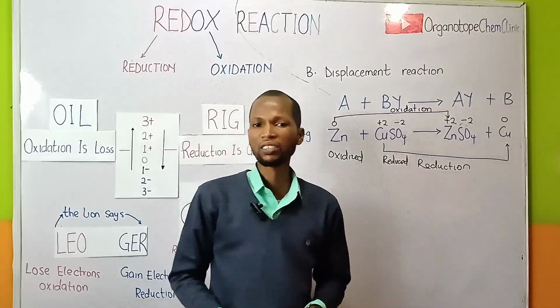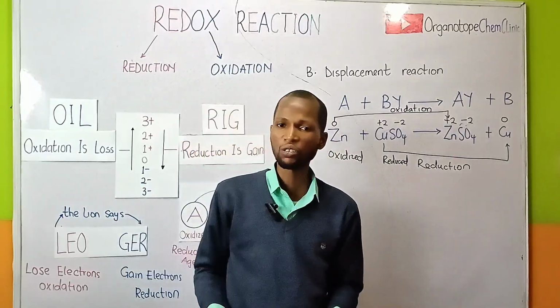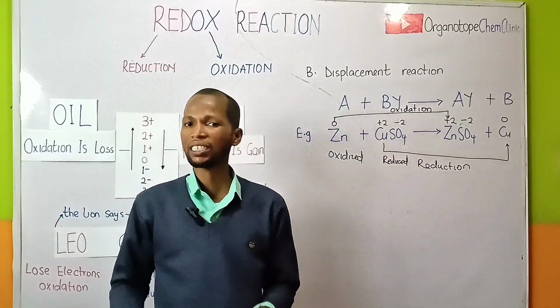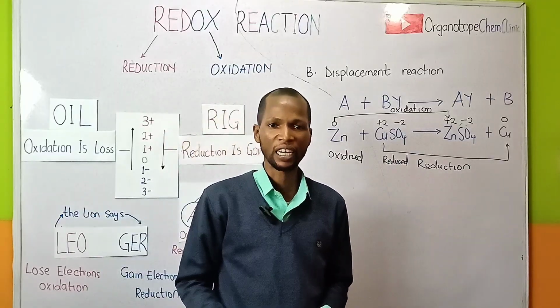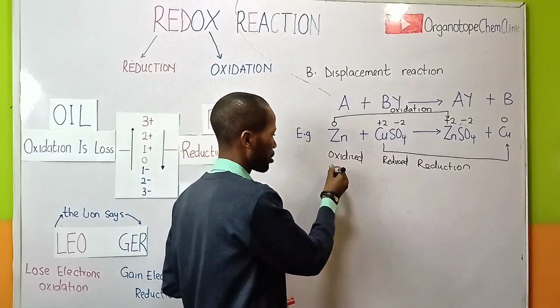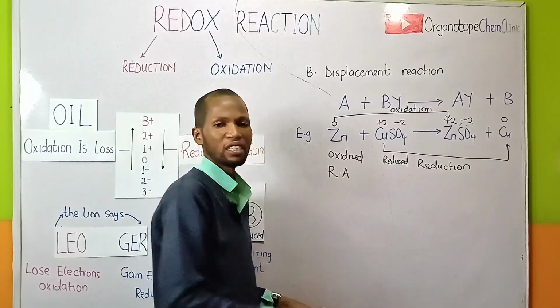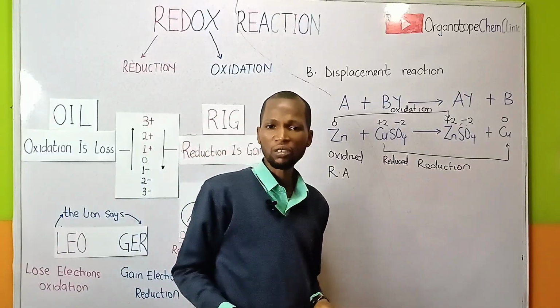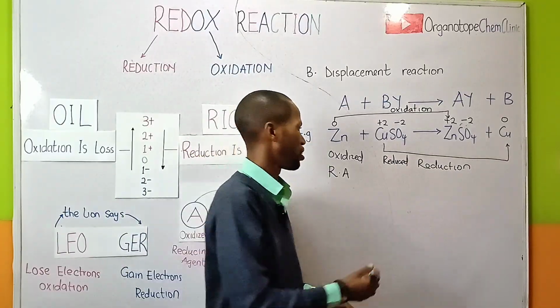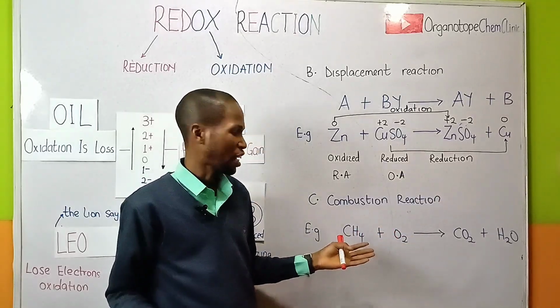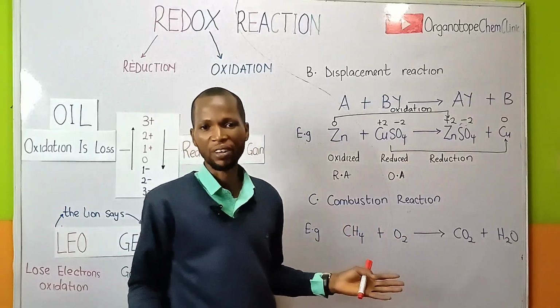Since we have the oxidized atom and the reduced compound, which of these is the oxidizing agent and which one is the reducing agent? The zinc atom is what? That's right, the reducing agent. The oxidized atom is the reducing agent, while the reduced compound is what? The oxidizing agent.